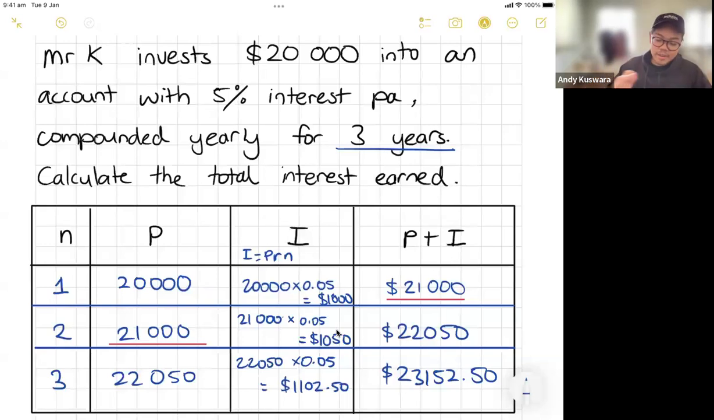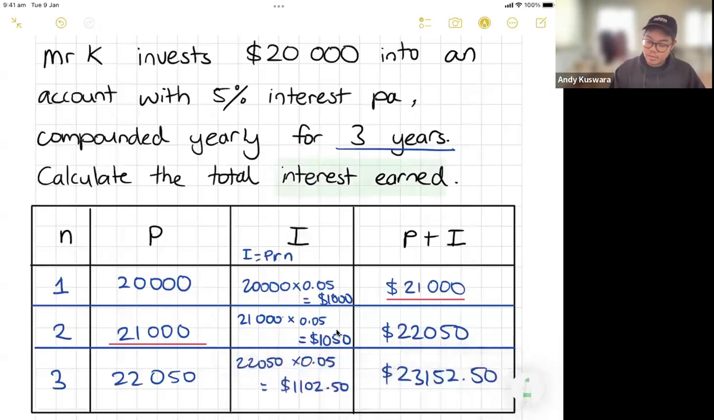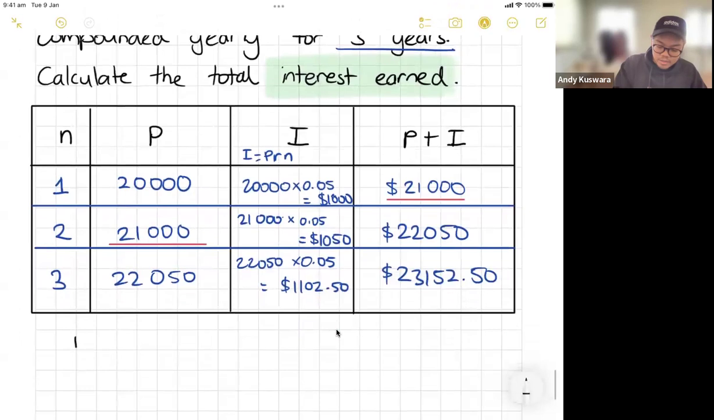Now that I've done this, this is how much my money is worth now. It's worth $23,152.50. But remember the question here, and this is where a lot of people will get confused: we're asked to calculate the total interest earned. So don't forget, interest is always your total amount minus your principal.